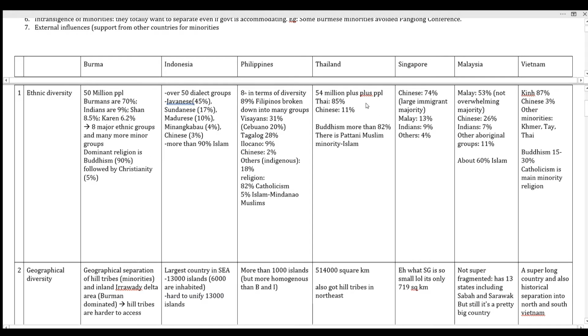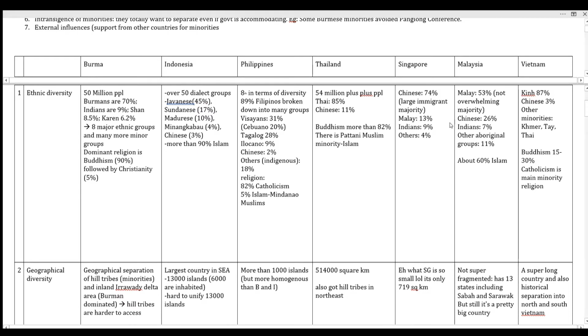In Thailand we have mostly Thai, and there's also a huge Chinese minority, and the main religion there is Buddhism, which is more than 82%, and there's a pretty big minority of Islam in a place that is very near Malaysia.